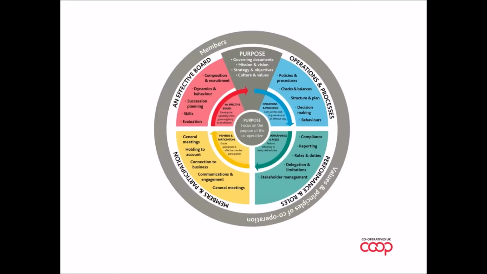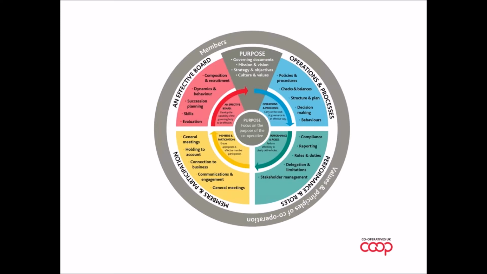Cooperatives UK produced this governance wheel, which quite neatly outlines what is governance best practice in co-ops. What does it look like? This is quite a nice illustration that outlines that. At the top, if we take the grey triangle, purpose.